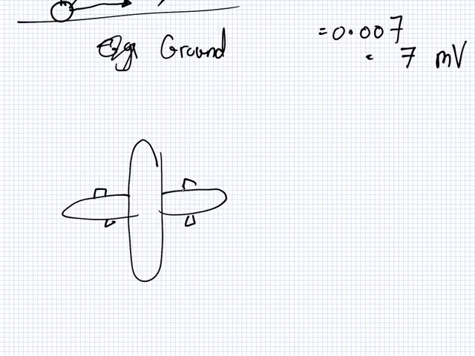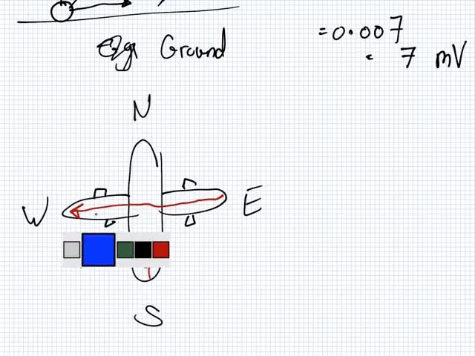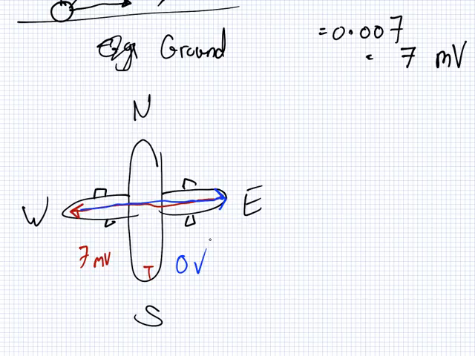So as the plane is, this is north, south, east and west. As the plane takes off, you'll get a voltage running this way of 7 millivolts. This is the tail here. But when the plane lands, the direction changes because the force changes, and you'll have it running this way. And when it's at cruising altitude, the voltage drops to 0. It'll switch. You'll have an alternating current along the wingspan.